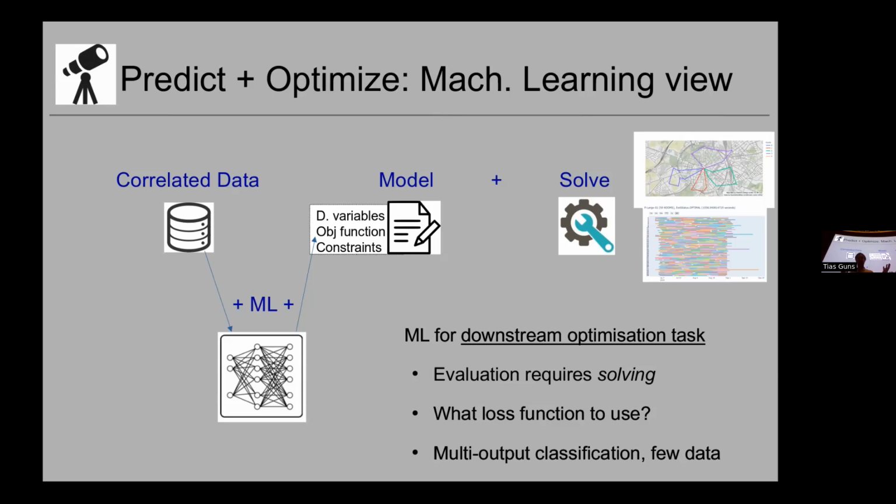And that also raises the question, okay, so what kind of loss function should we then use? If we're not evaluating with standard ML measures, then should we really use the standard ML loss functions? And so this is typically multi-output classification because you have multiple parameters for which you solve a single optimization problem. And in many cases, the amount of data available is also fewer. So that's a challenge.